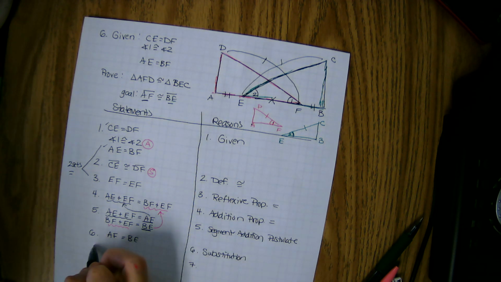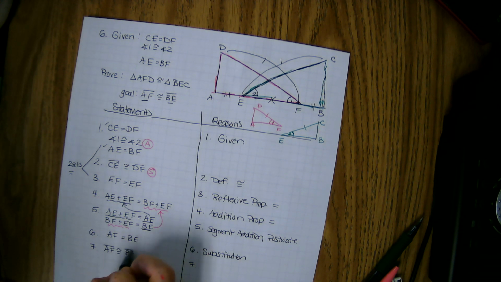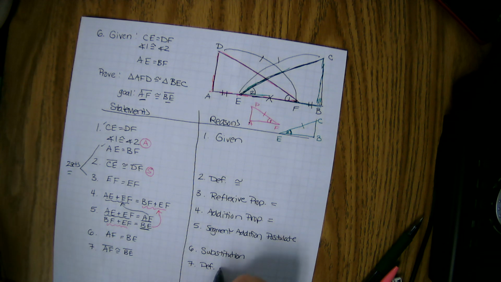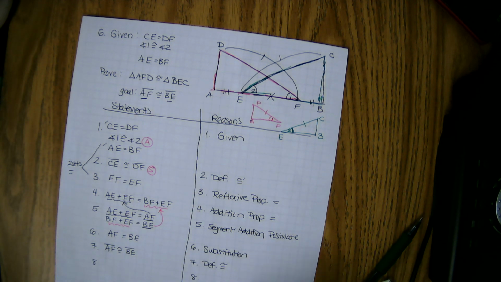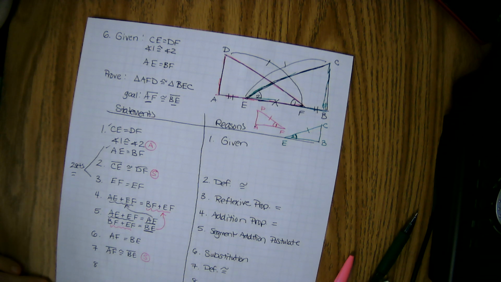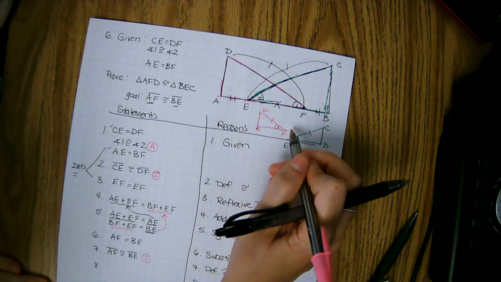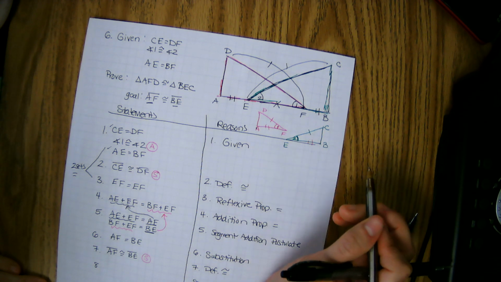And again, we need congruent parts to make two triangles congruent. So I need to switch those to congruency by definition of congruence. Now I have my sides, my third pair of congruent pieces. So that's going to give me AF congruent to BE.